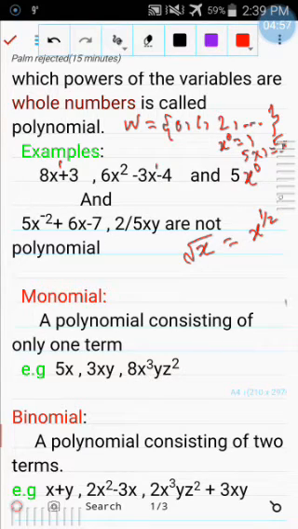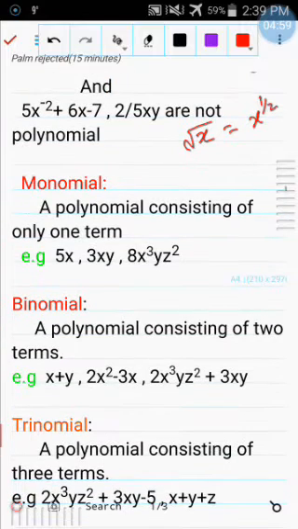The next one is binomial. What is a binomial? A polynomial consisting of two terms. For example, x + y consists of two terms. The first term is x and the second term is y. Similarly, 2x² - 3x is a binomial because it consists of two terms. The first term is 2x² and the second term is 3x.